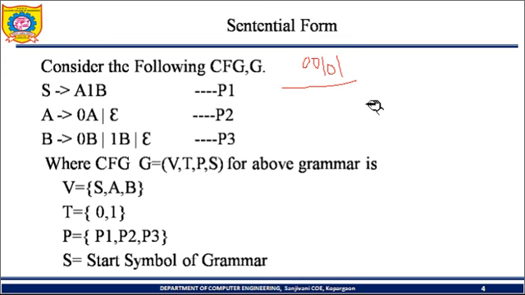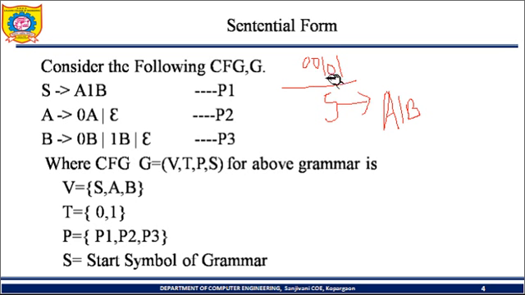Whenever we want to generate the string, we need to always start with the start symbol. For the given grammar, the start symbol is S. So what is the production for S? S has only one production, and that is A1B. So I'll write S tends to A1B.